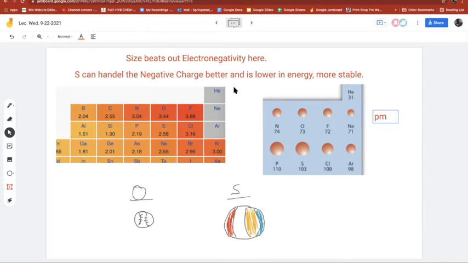So the oxygen's got a -1 charge. It's going to have the same amount of negative charge, just one negative charge, but it's more concentrated. Whereas the sulfur, that negative charge is spread out really thin because of the bigger surface area. So they're both oxygen -1, sulfur -1. The sulfur can spread out that negative charge more and it can be lower in energy.